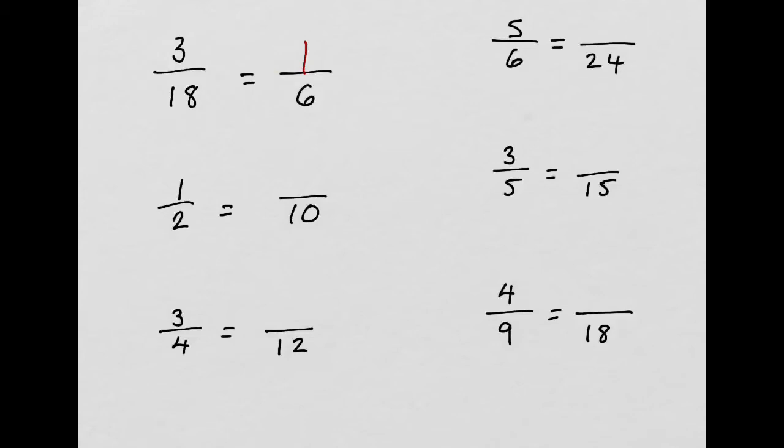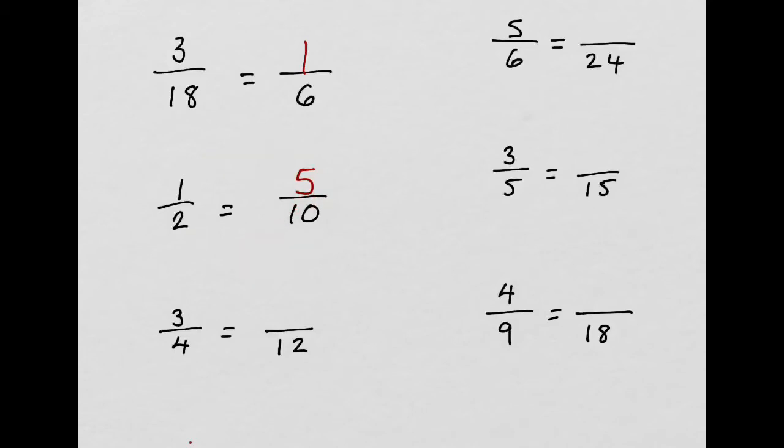Okay, so our next example, a half equals how many tenths? So we look at the link between 2 and 10, and 2 times 5 is 10. So we have to also do that to the numerator. 1 times 5 is 5. So a half is the same as 5/10, and we know that because 5 is half of 10.